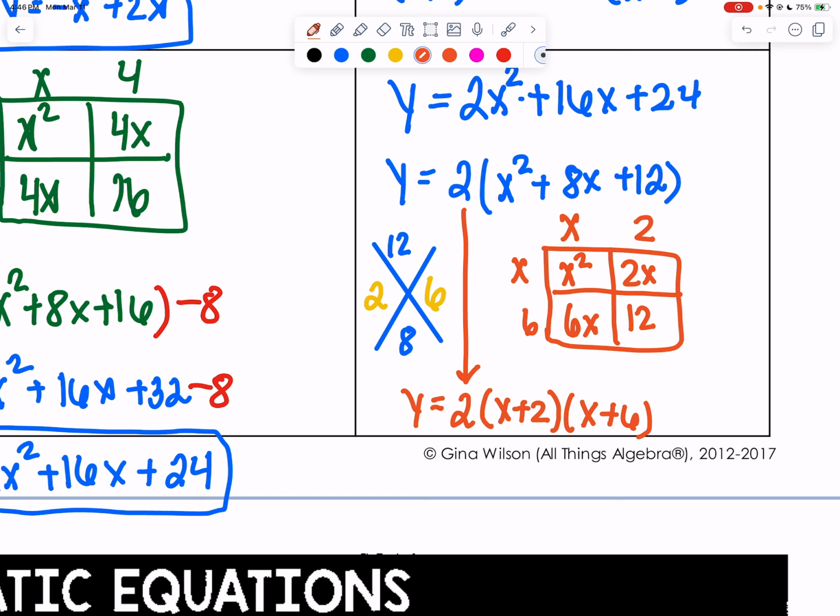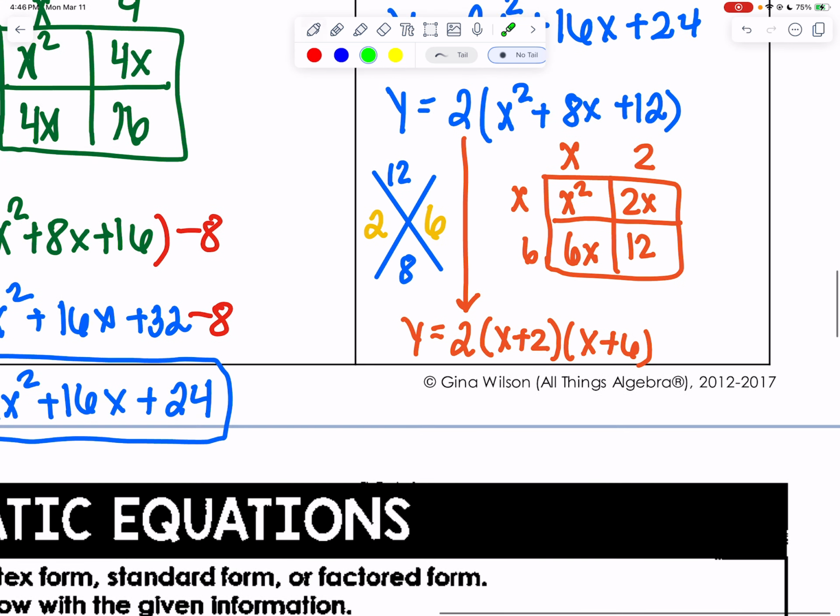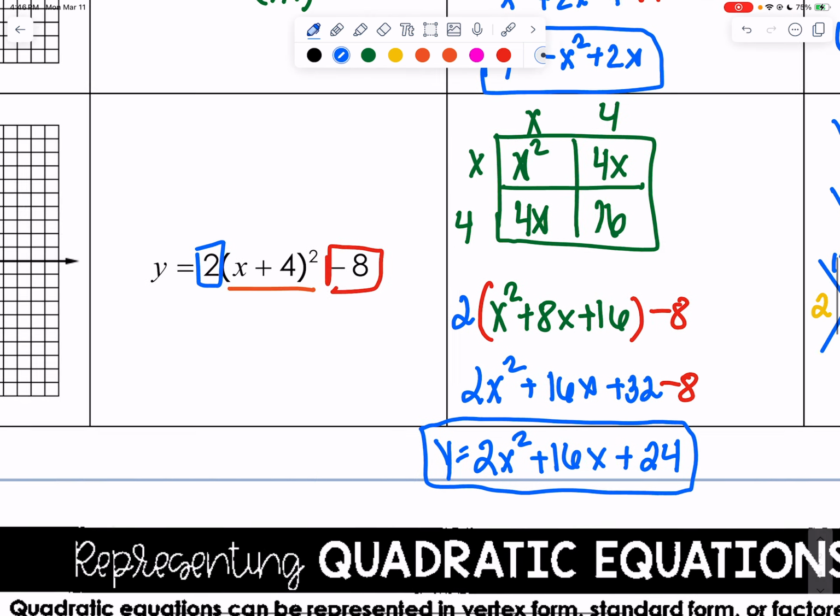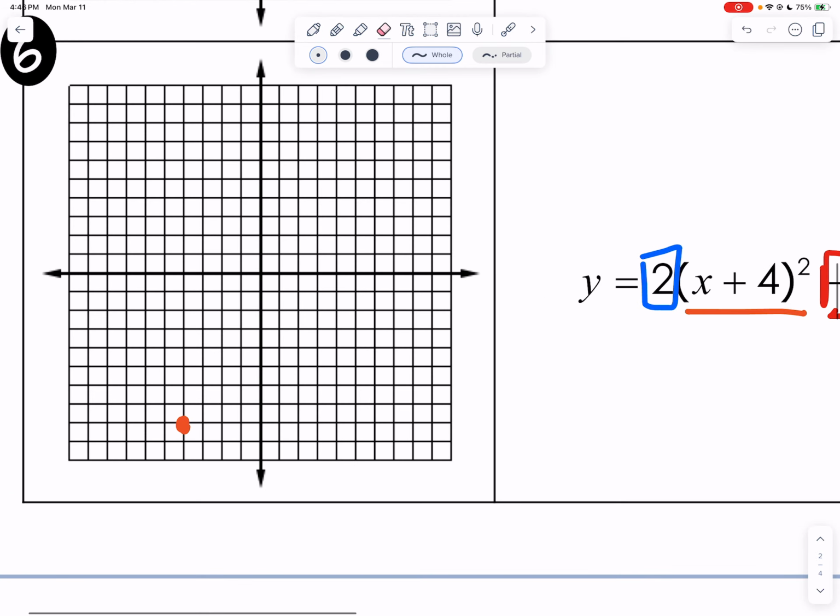Okay, so what does this tell us? This tells us that my factored form is y is equal to 2 times x plus 2, x plus 6. And this also tells us that if we set this equal to 0, we're going to get negative 2. And we set this equal to 0, we're going to get negative 6. Which means that my solutions, or my zeros, or my roots, are going to be negative 2, 0, and negative 6, 0. So I have negative 2, 0, and negative 6, 0.